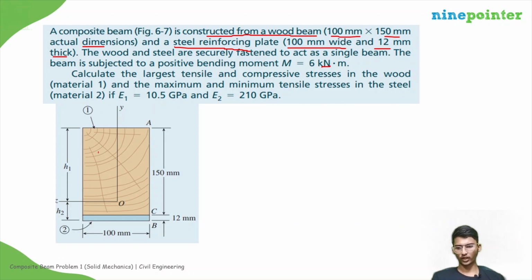Okay, so you can see over here this is made of one material, that is wood, and this is made of steel, that has the cross sectional dimensions 100 into 12. So the wood and steel are securely fastened to act as a single beam. They will act as a single composite beam. So the beam is subjected to a positive bending moment M is equal to 6 kilonewton. Find the largest tensile and compressive stress in the wood and the maximum and minimum tensile stresses in the steel if E1 is given and E2 is given.